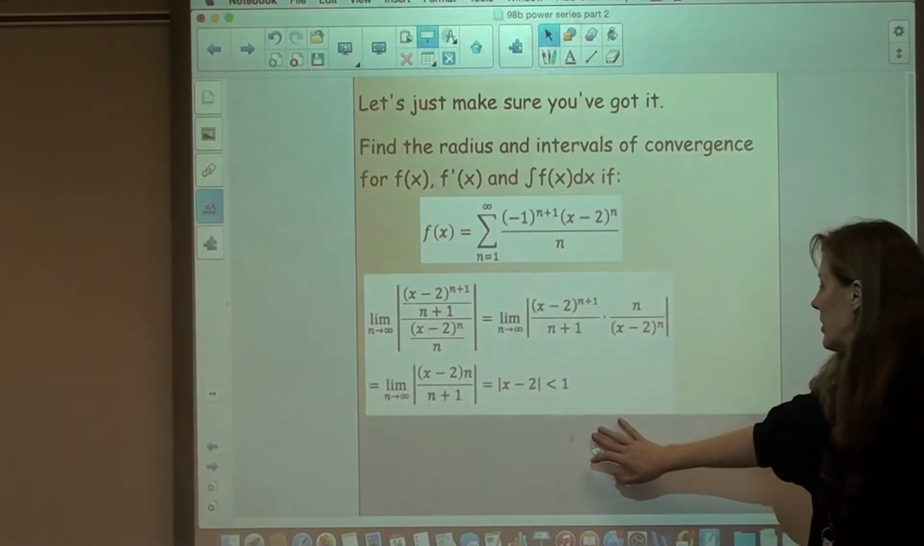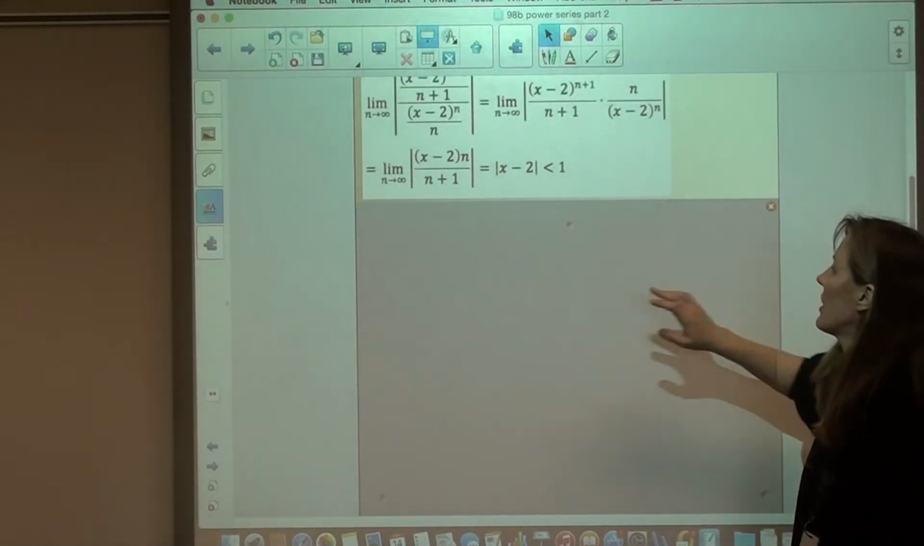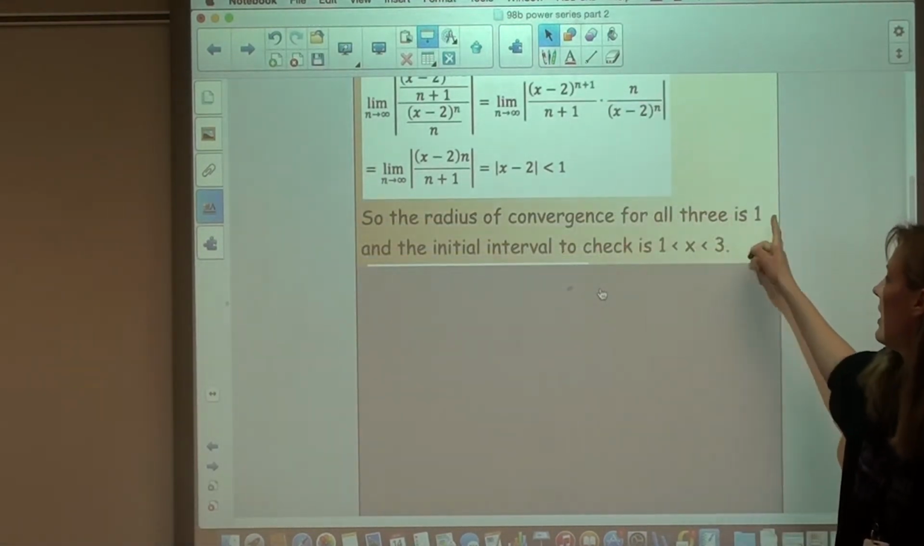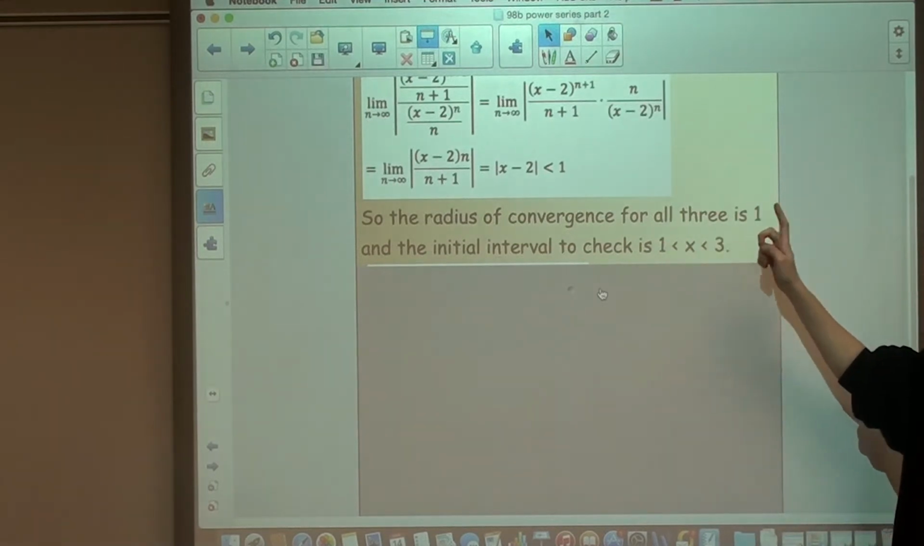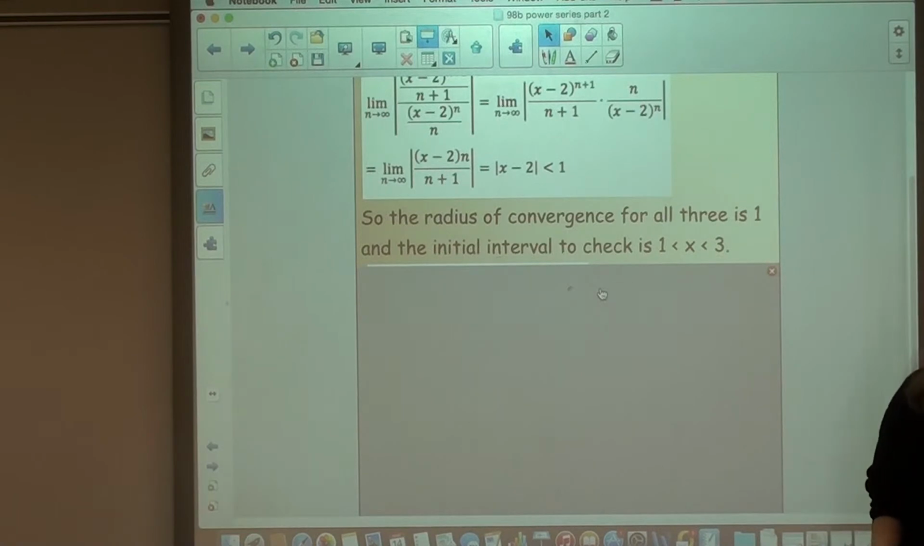All right. Welcome back around. It looks like everyone got here. Did everyone get a radius of 1 and an open interval of convergence of 1 to 3? Okay, and then what do you have to do next? You gotta test your endpoints and make sure you find f, f prime, and the integral of f, right? Find all three, and then test your endpoints in all three.